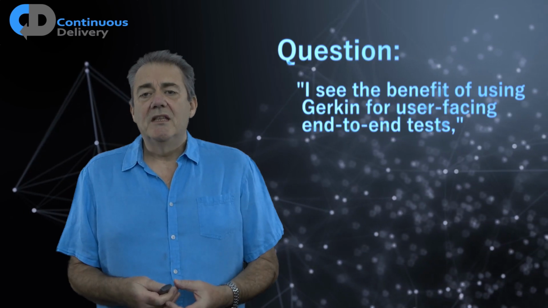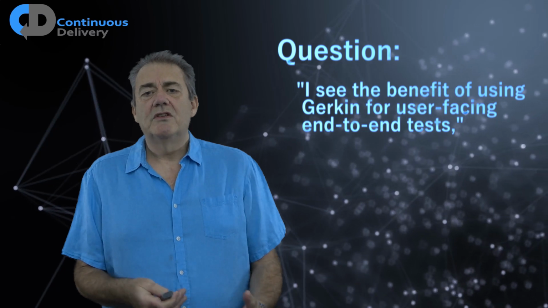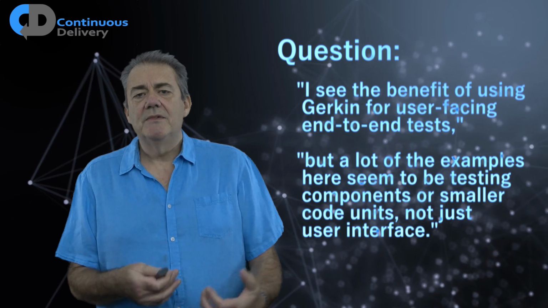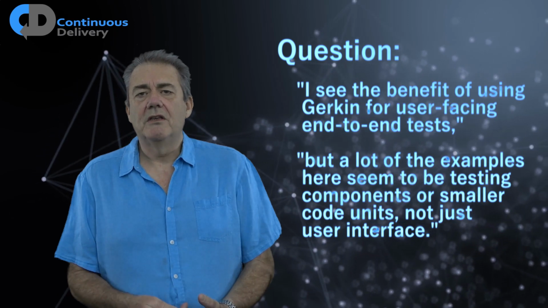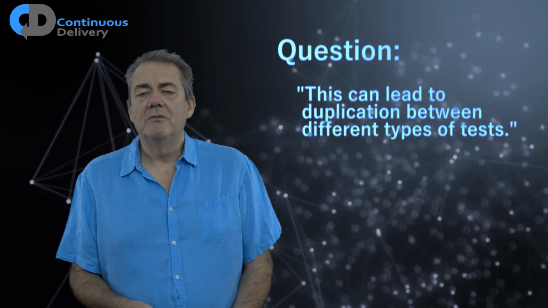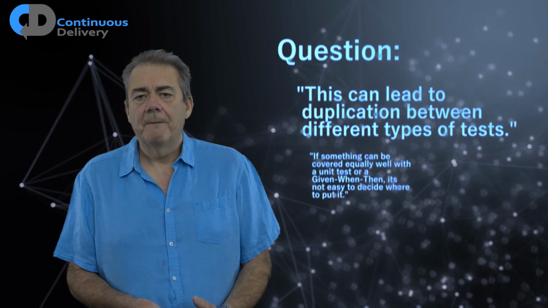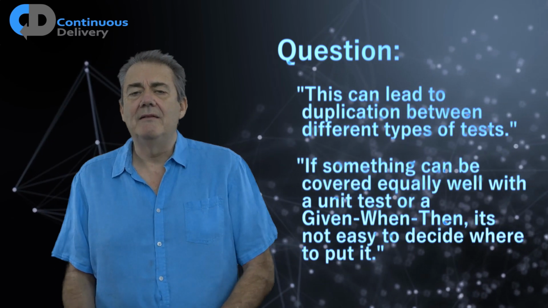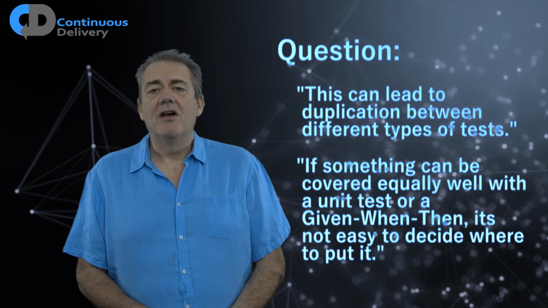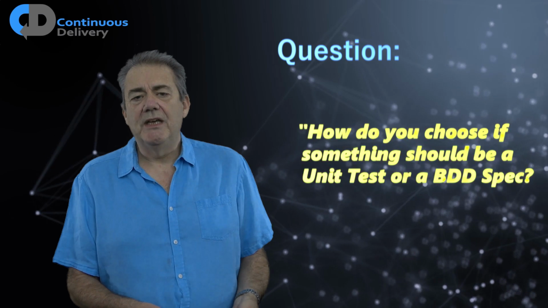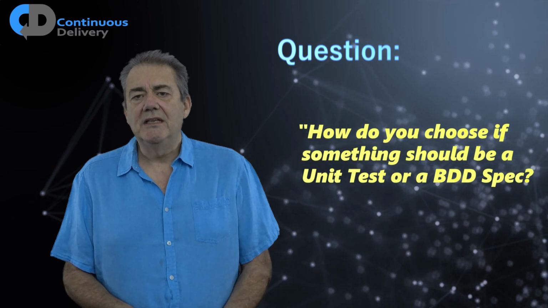So here's the question. I see the benefit of using Gherkin for user-facing end-to-end tests, but a lot of the examples here seem to be testing components or smaller units of code, not just the interface. This can lead to duplication between different types of tests. If something can be covered equally well with a unit test or a Given When Then test, it's not easy to decide where to put it. How do you choose if something should be a unit test or a BDD specification?